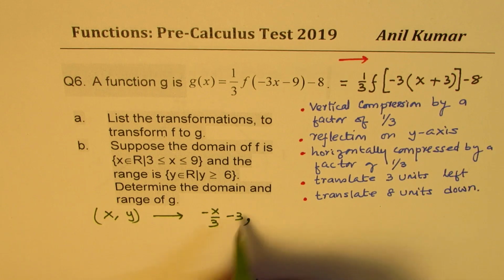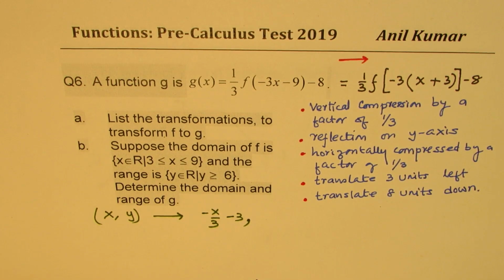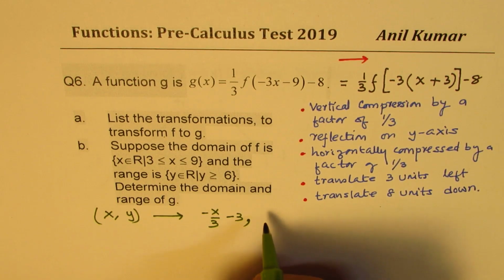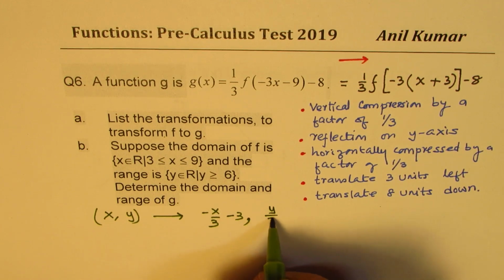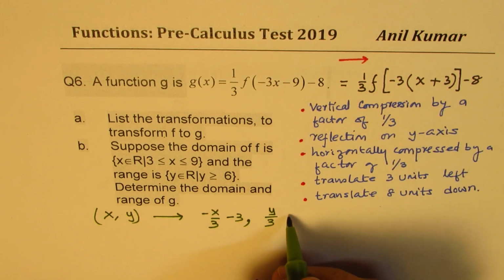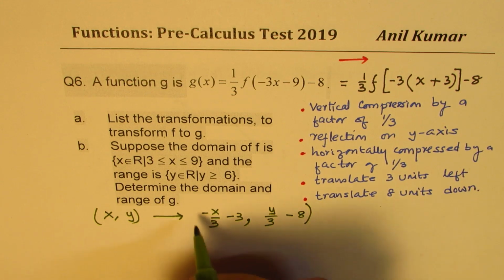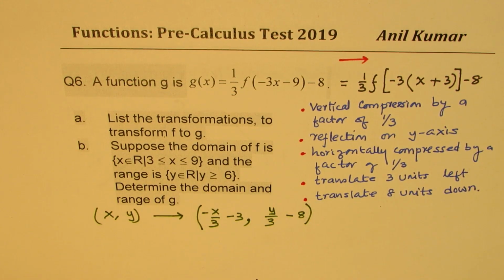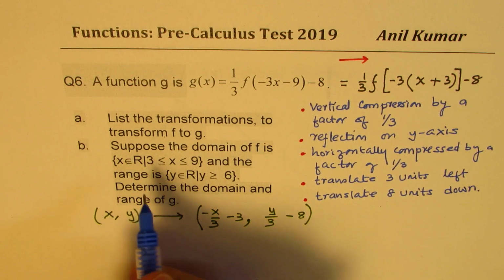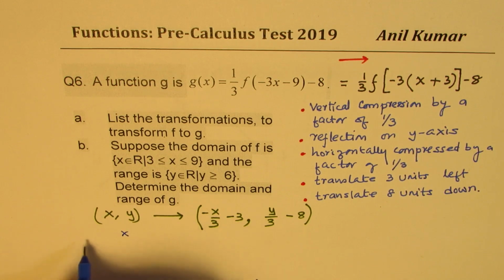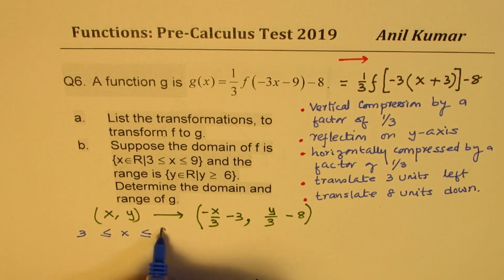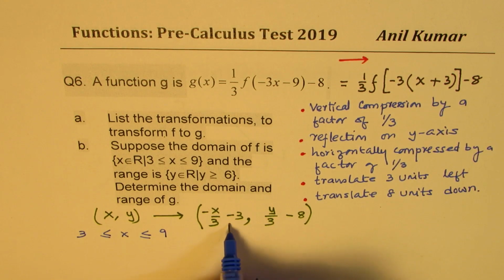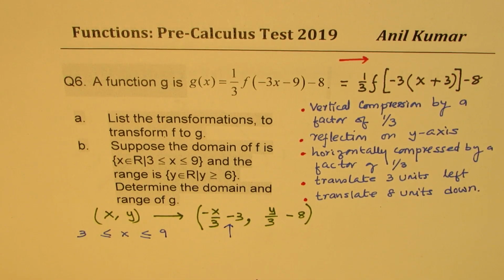So that becomes the transformation of a point. X points change like this. Y points, we get y over 3 and then you take away 8, right? So that is the transformation, correct? Now in our case, we have domain x, which is between 3 and 9, right? So on this, we'll apply this part, correct?